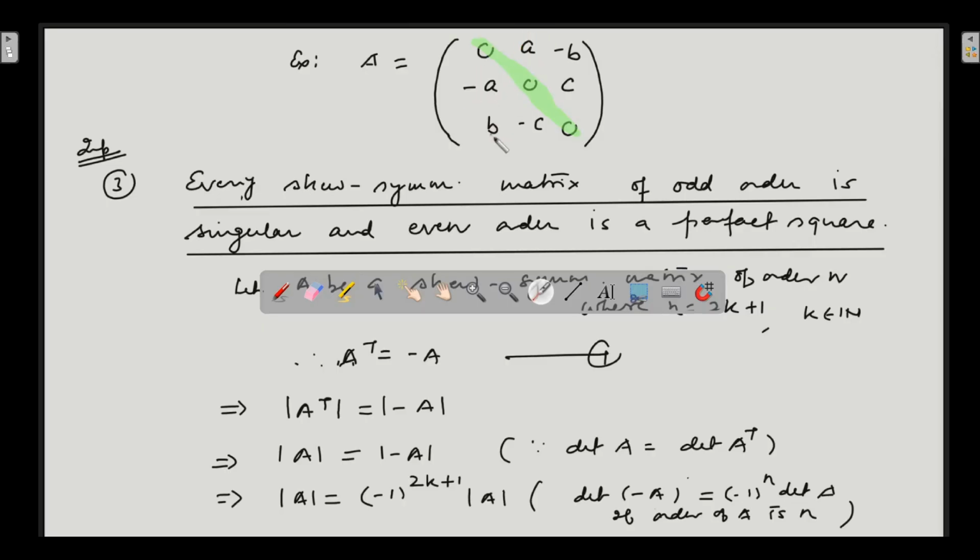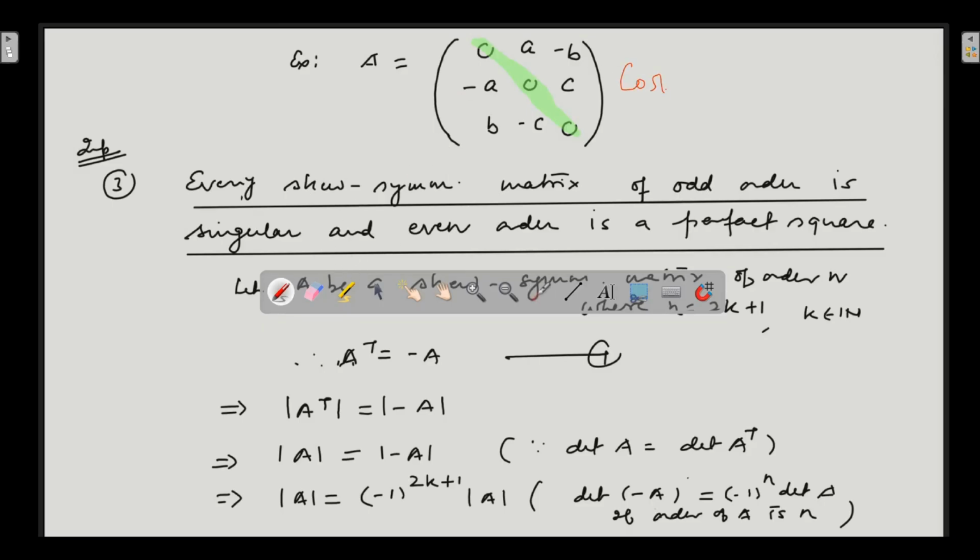So they are equal, but the sign is opposite. This is plus, so this is minus. This is plus, so this is minus. This is minus, so this is plus. And how to imagine this? Just imagine that there is a mirror placed at the principal diagonal. Then the mirror image of this will be over here, the mirror image of this will be over here, and the mirror image of this will be over here. Those are the corresponding elements opposite to the principal diagonal.